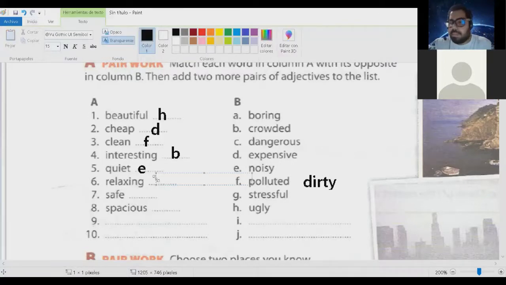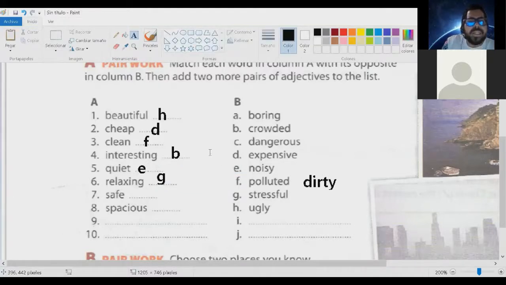Stressful. Stressful, guys. For example, going to San Jose, guys, is really stressful. San Jose is a really stressful city. Okay, it's really stressful.